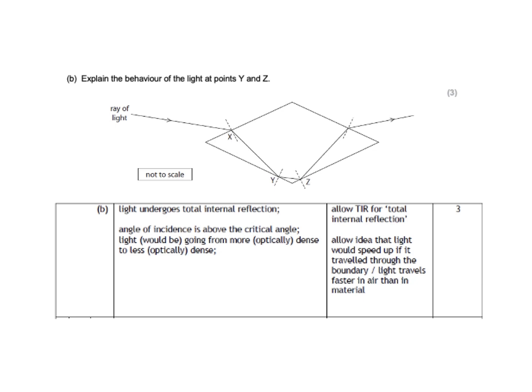And if we check this against the mark scheme, we see 1 mark for total internal reflection, 1 mark for angle of incidence is greater than the critical angle, and 1 mark for light would be going from a more optically dense medium to a less optically dense medium.